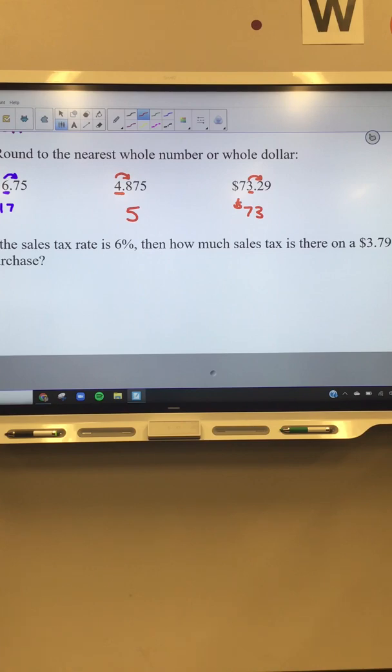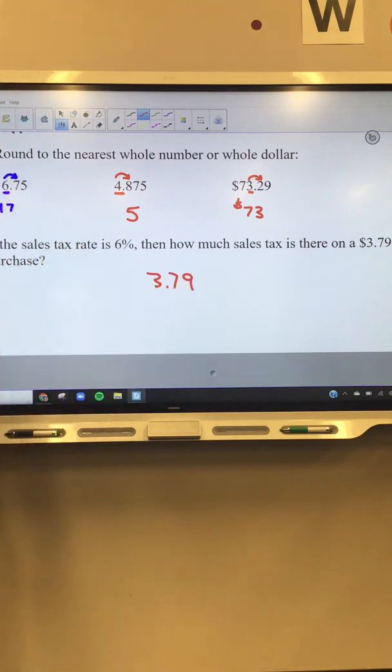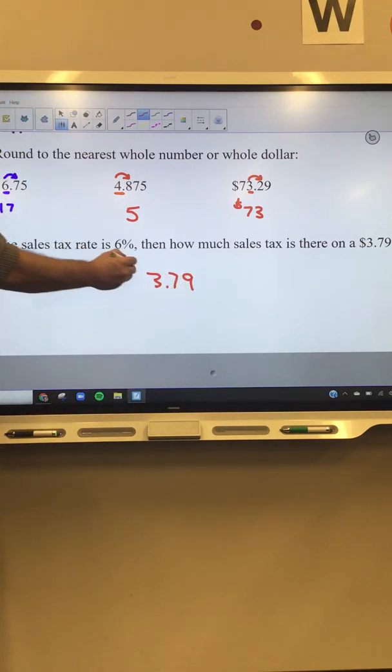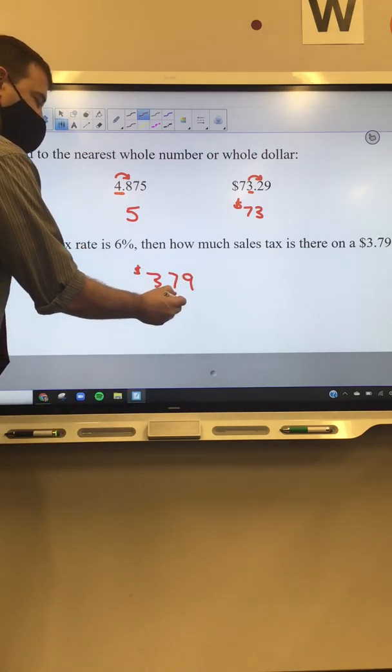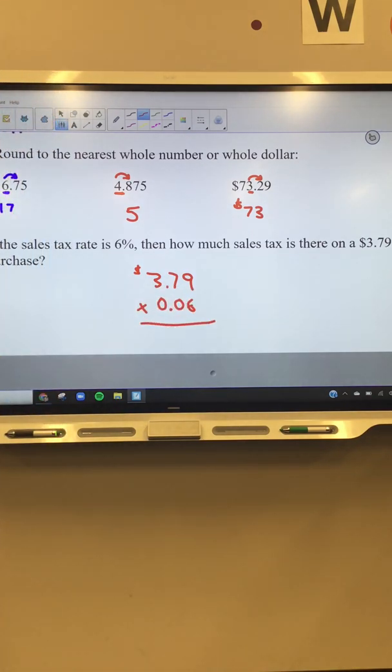How much sales tax is there on a $3.79 purchase? Now this is a different type of problem, isn't it? If the sales tax rate is 6%, this has nothing to do with rounding. What we're really doing is we're multiplying. We're saying, I got something that's $3.79, and I want to know what 6% of it is. So we're switching gears here in terms of what we're doing. How do I do that?